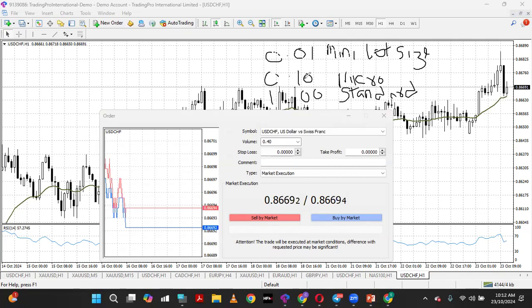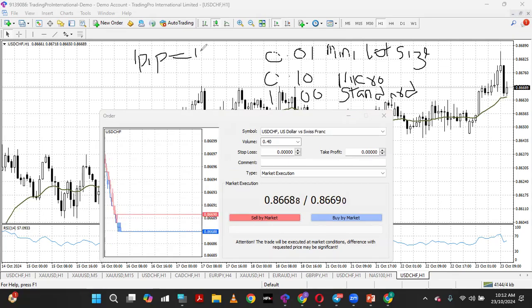So now, the mini lot size, what it means is that 1 pip on the mini lot size is equal to 10 cents. Do you understand? So that's what the mini lot size means. 1 pip is equal to 10 cents. And if 1 pip is equal to 10 cents, 10 pips will be equal to what on the mini lot size?